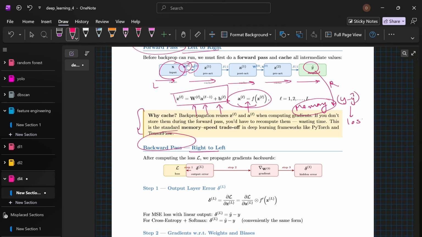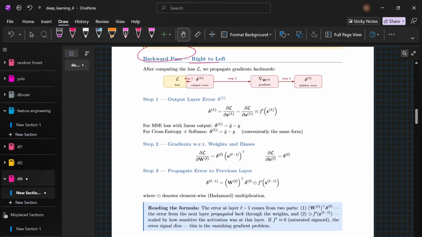In phase 2, the backward pass, this is where the magic happens. We start from the output layer and move backward, right to left. At the output layer we calculate the error signal called delta. This tells us how much the output layer contributed to the mistake.